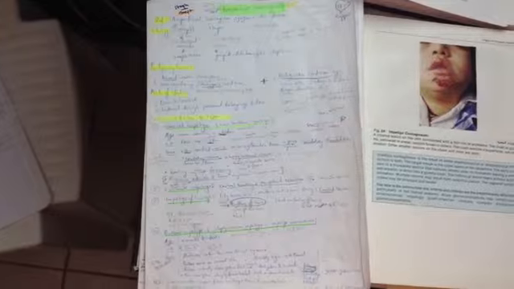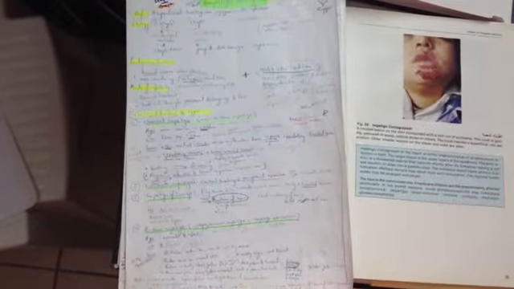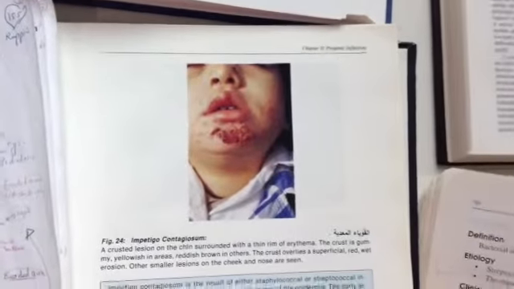This is impetigo contagiosum. Definition, etiology, predisposing factors, mechanism of action, and clinical types: circinate, classical, impetigo of the scalp, and bullous impetigo. We will see some pictures of impetigo contagiosum.